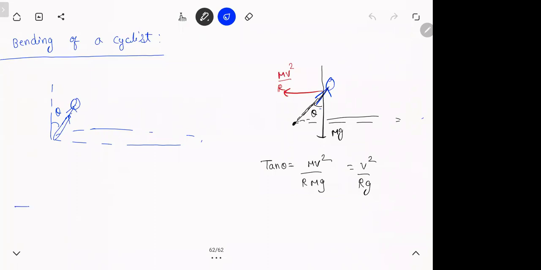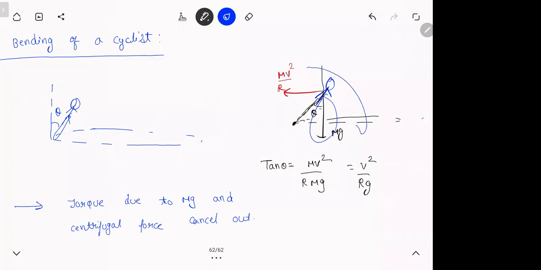So here, basically what is happening, there is something called torque. We will discuss that more in another chapter. So torque due to mg and centrifugal force cancels out. Put this down. So basically mg here is just trying to make you fall. The centrifugal force is trying to keep you balanced. So both are balancing out.